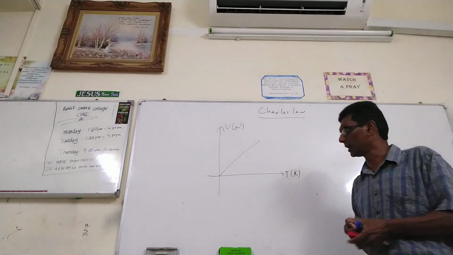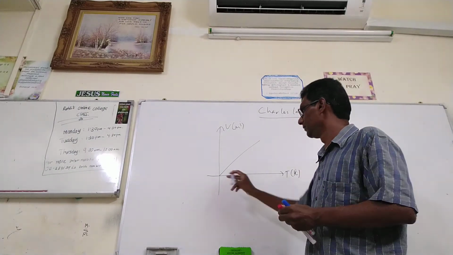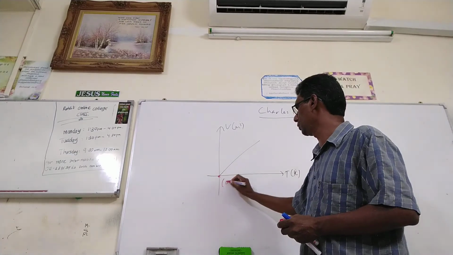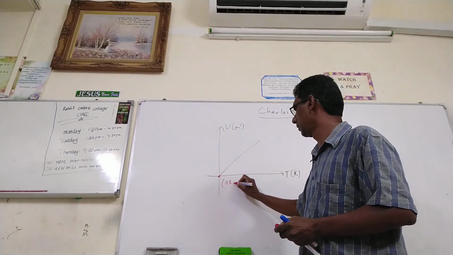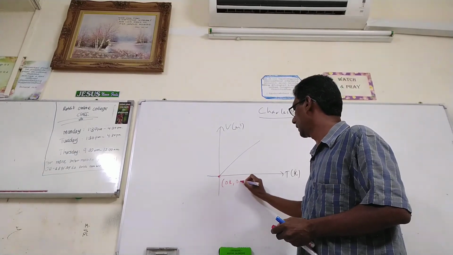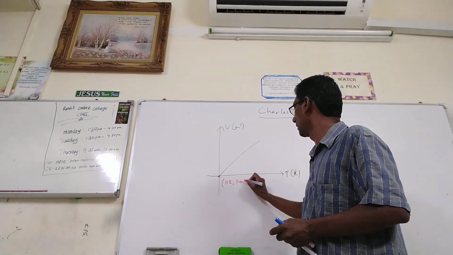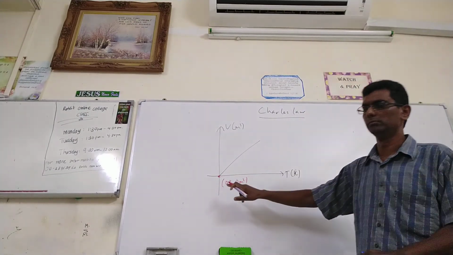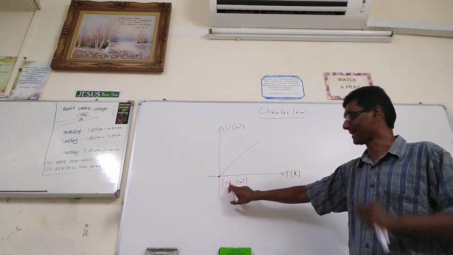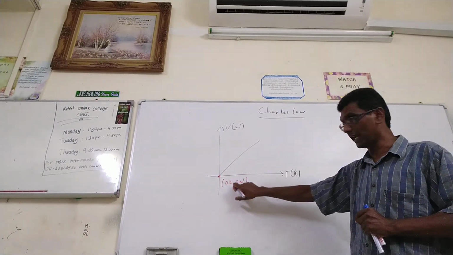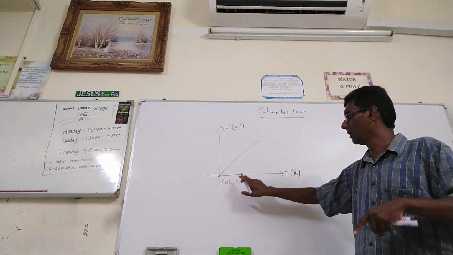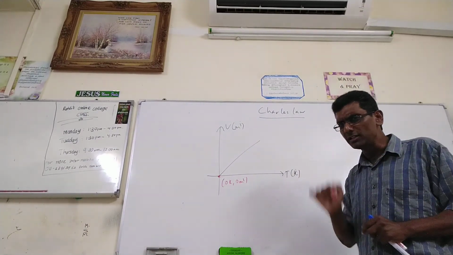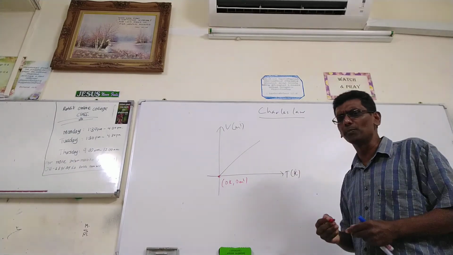Okay, this point is the origin: 0 Kelvin and 0 meter cube. This point, on the x-axis and y-axis, is 0 Kelvin and 0 meter cube. What is the meaning of this one? 0 Kelvin, 0 meter cube.